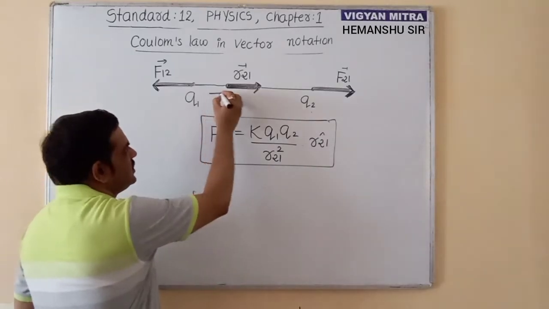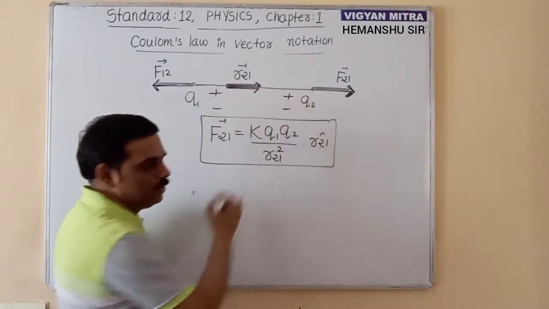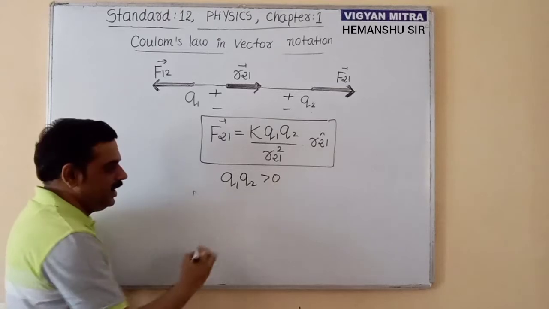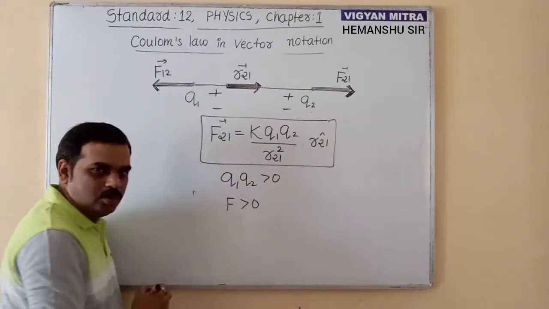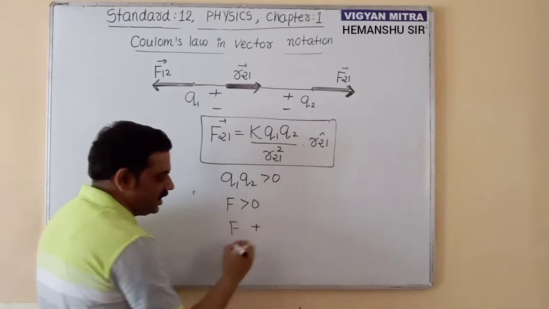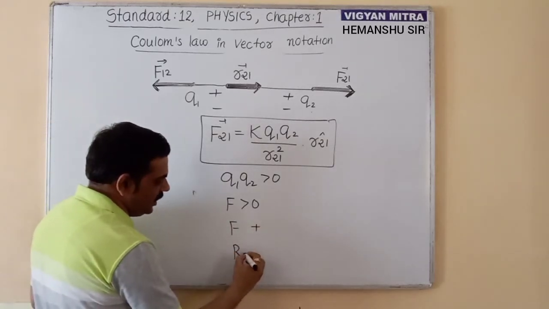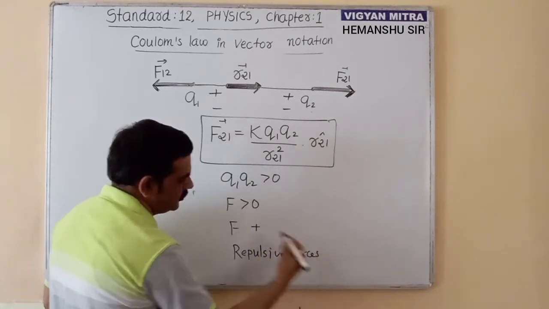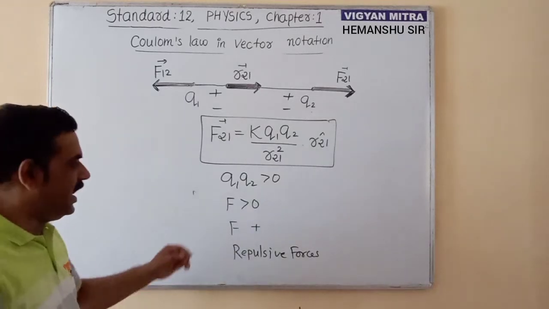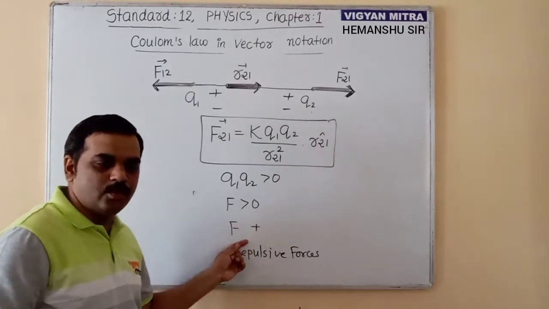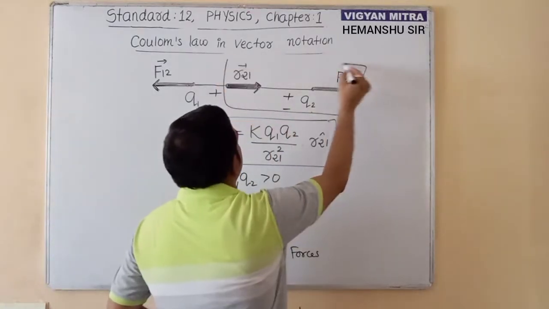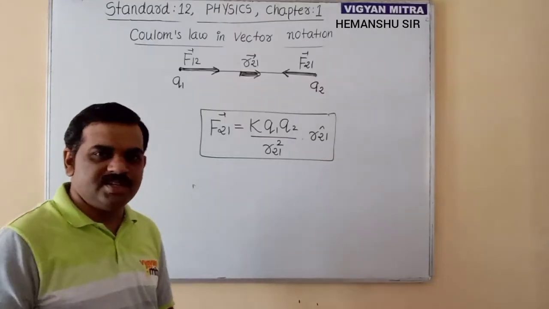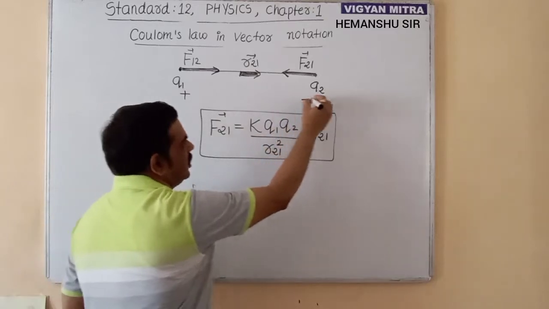If both the charges are positive or negative, then Q1 into Q2 is greater than 0. It means force is greater than 0. That means force is positive. This force shows that it is repulsive force. Here we can say that if F is greater than 0, F is positive, then R21 vector and F21 vector are in same direction.